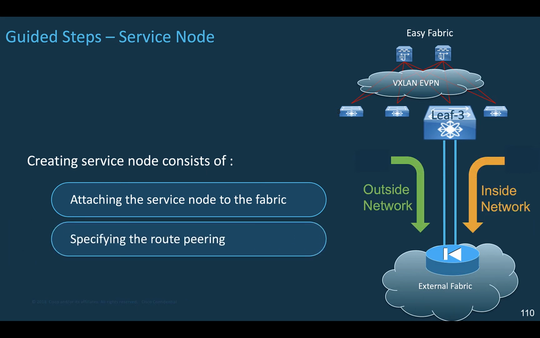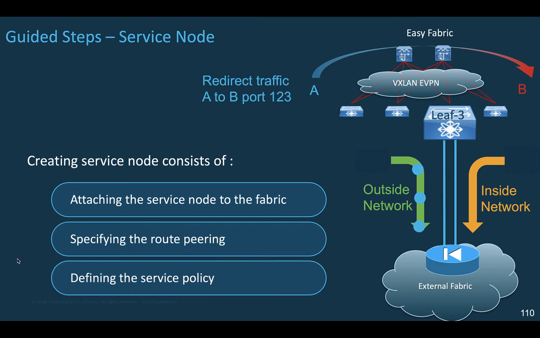Then you need to specify the route peering. That means how to route the data packets to and from the network services. And because it is a stateful device, you need to take care of how the return traffic is routed toward the same service node. And lastly, you define the service policy to select and redirect the data packets from a source network A to a destination network B using the port XYZ.